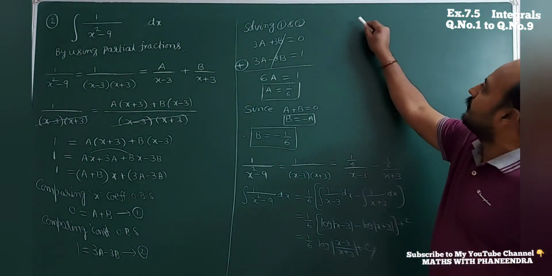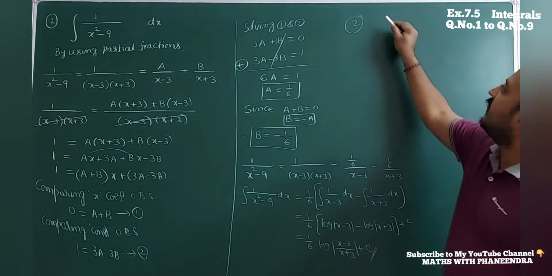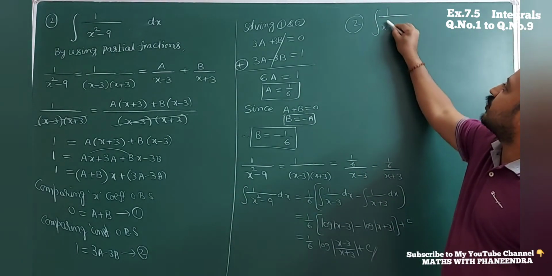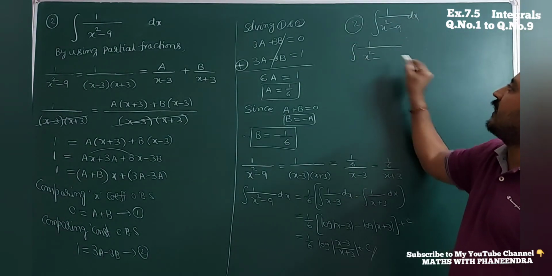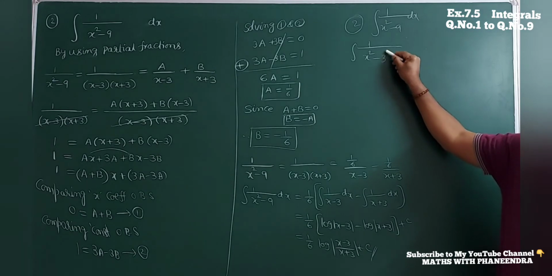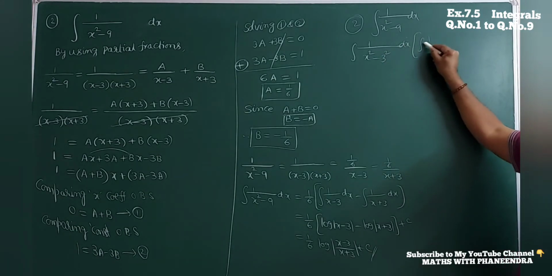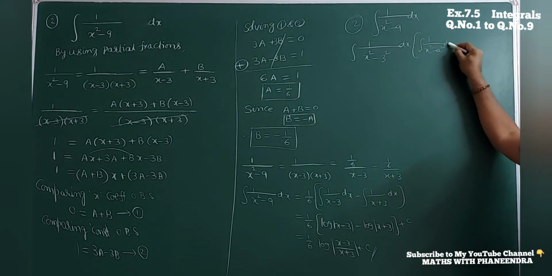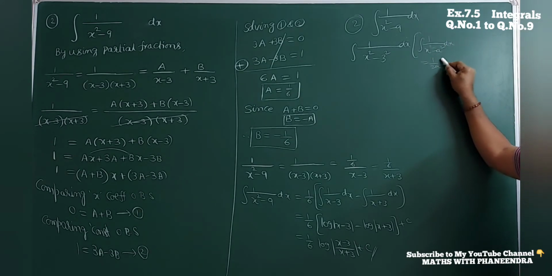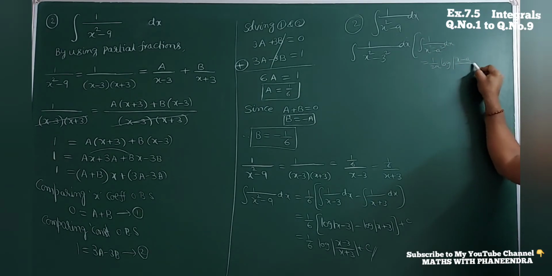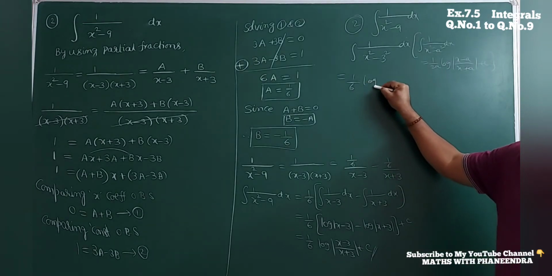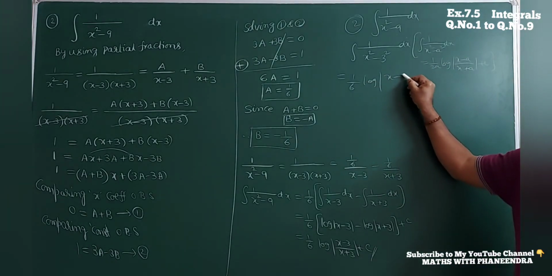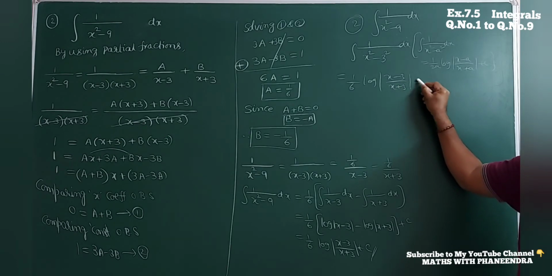Otherwise, the question number 2, we can apply by using the formula itself. Integral 1 by x square minus 9 into dx, that is equal to integral 1 by x square minus 9 can be written as 3 square. It is in the form of integral 1 by x square minus a square dx only, no? Which is equal to 1 by 2a into log mod x minus a by x plus a. So by using this formula, 1 by 2 into 3, 6, log mod x minus 3 by x plus 3 plus c.